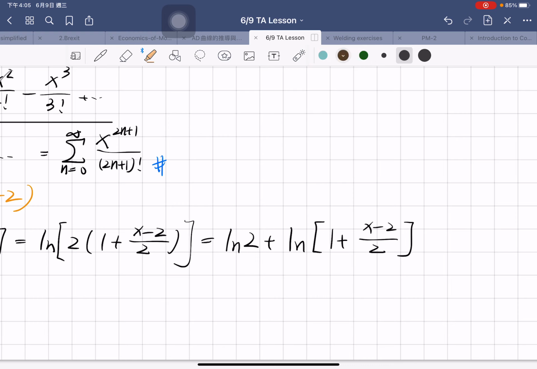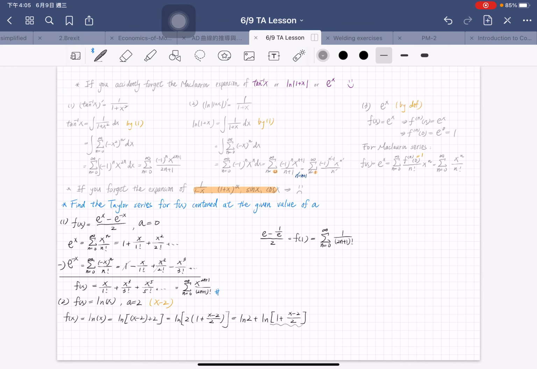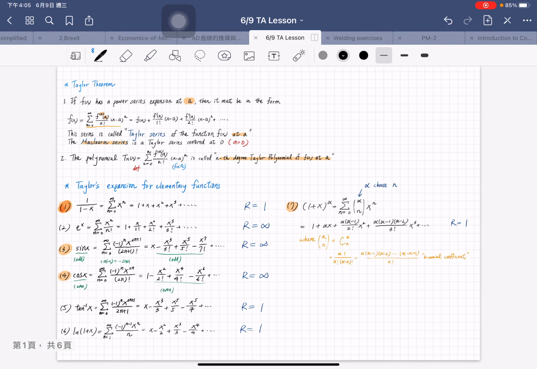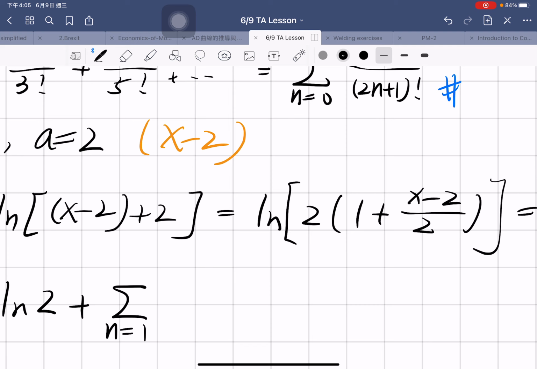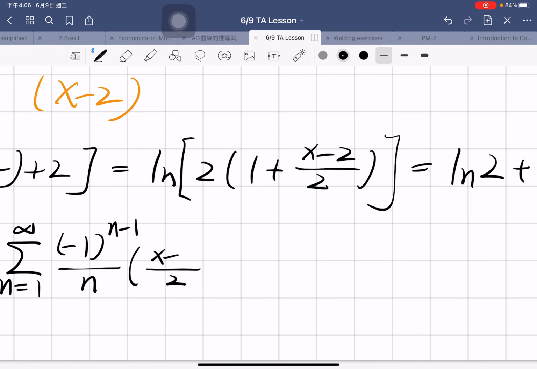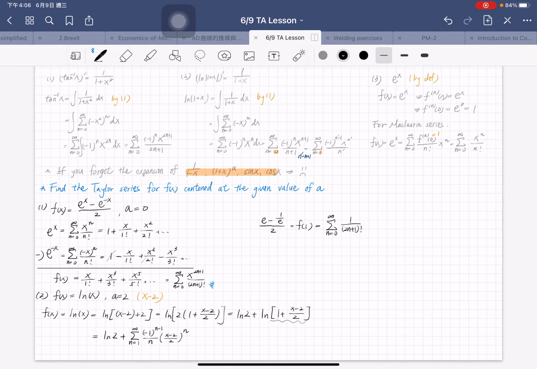Okay, so we all know how to expand this one, right? So this one, you just plug in, the same answer. So at the end, you will get natural log 2 plus the summation, n from 1 to infinity, of minus 1 to the power, and just substitute your x with minus 2, over 2 with the n power.